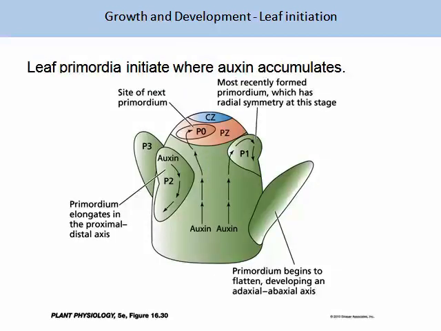It has been known for some time that leaf primordia initiate where auxin accumulates. Here we have a visual representation of the components of the shoot in leaf initiation, characterizing auxin movement.